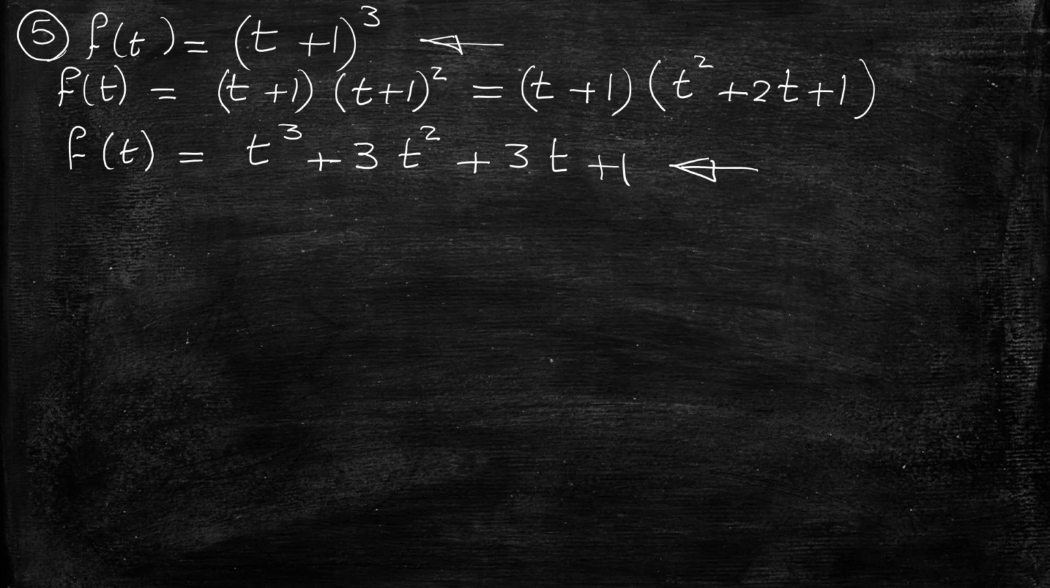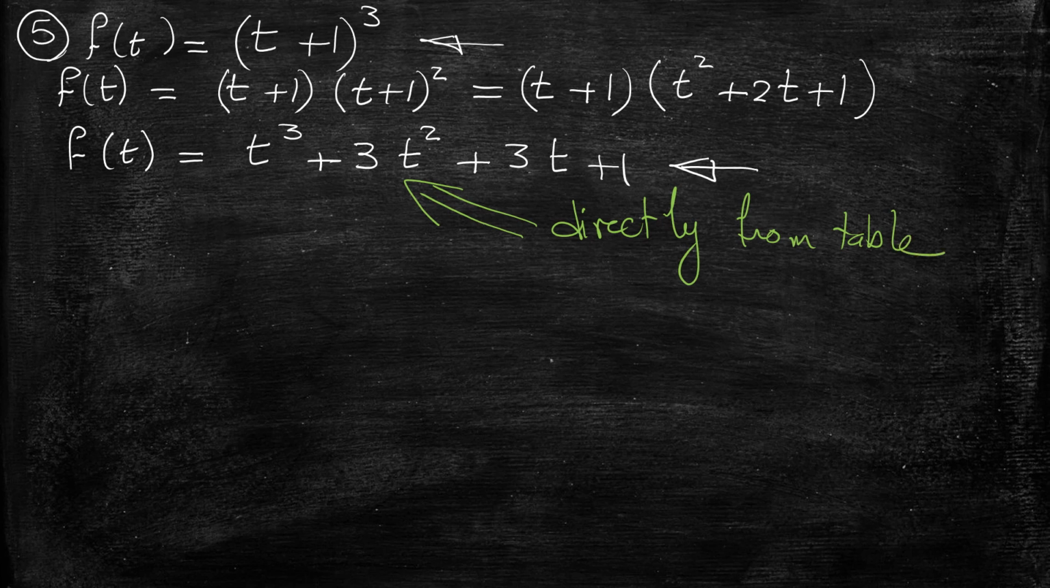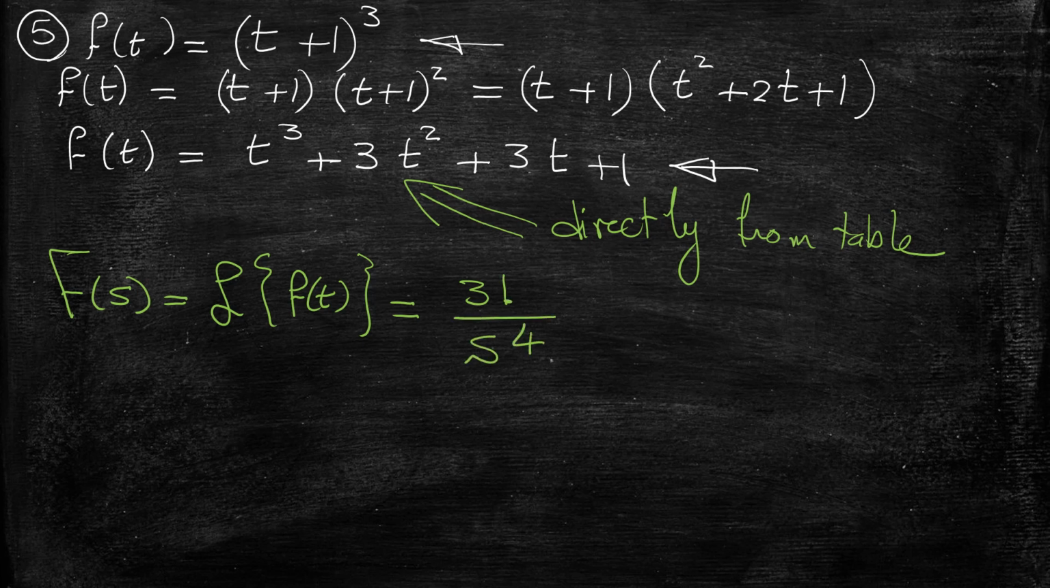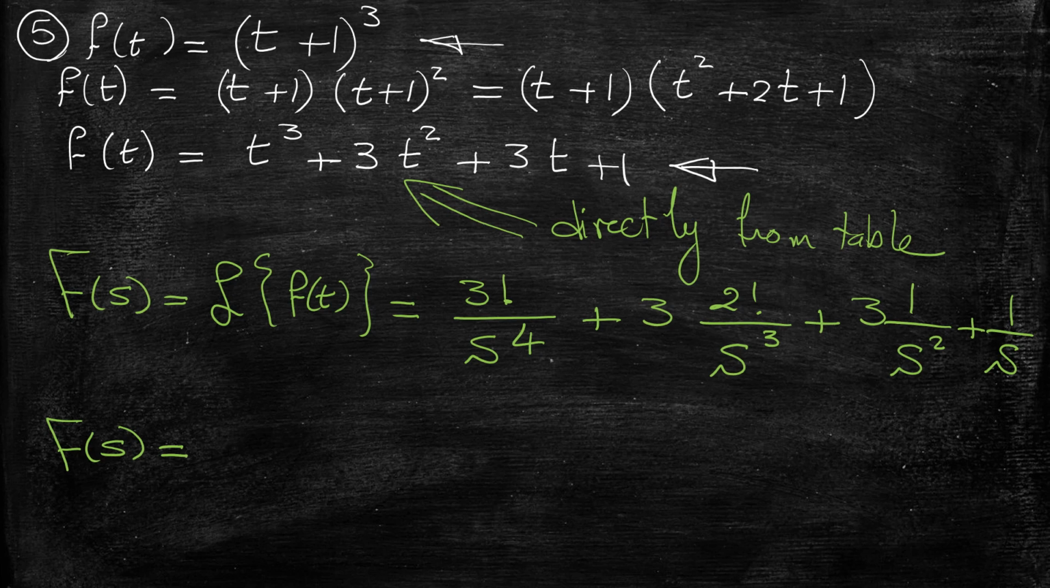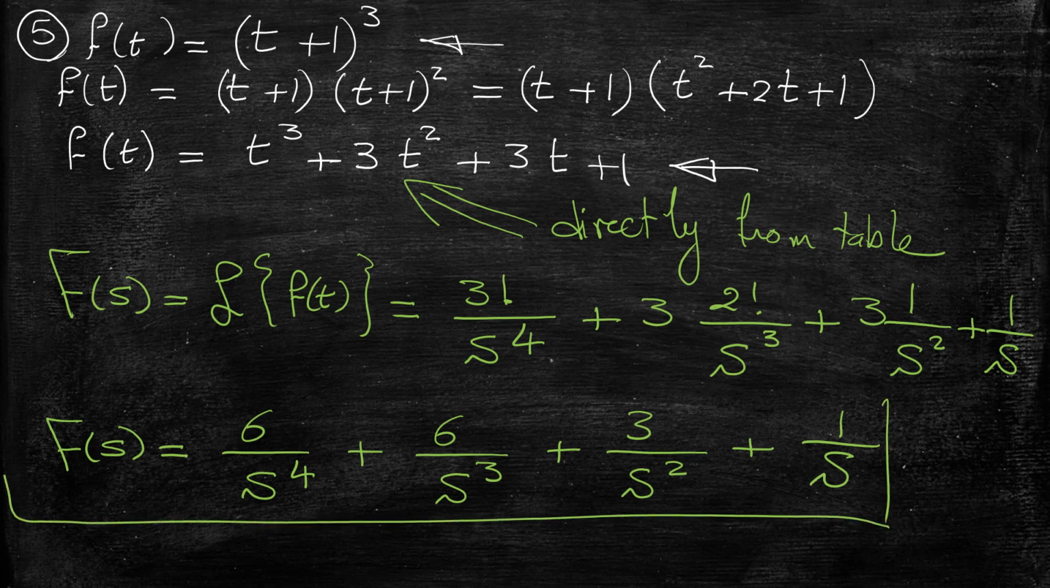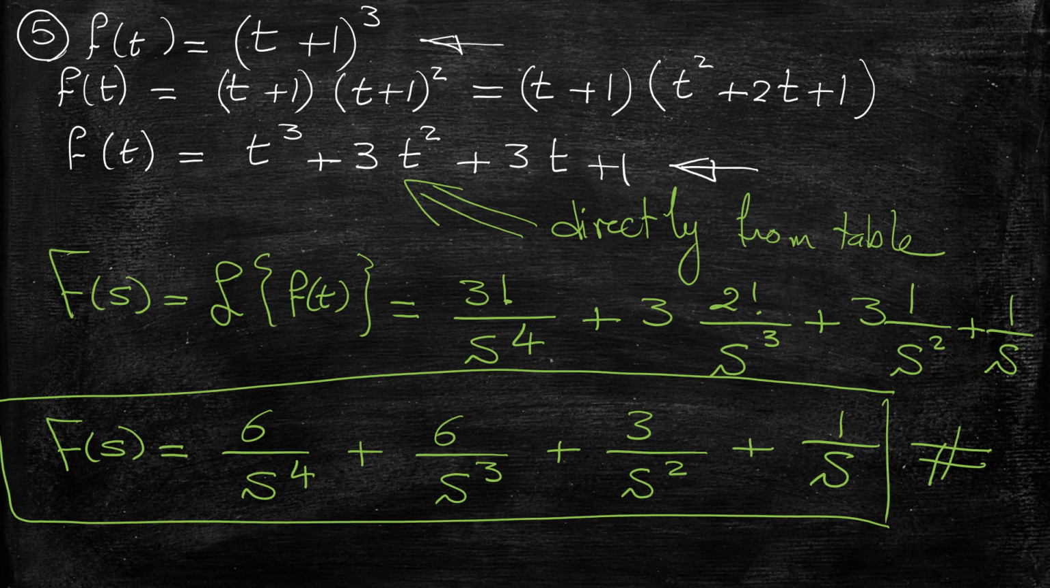If you just take a quick look at this one, all these terms are directly from the table. So here, F of s, the Laplace transform of this function, can be written as: the first term is 3 factorial over s to the power of 4, which is 3 plus 1; 3t squared gives 2 factorial over s to the power of 2 plus 1, which is s cubed; 3t gives 1 over s squared; and 1 is just 1 over s. Then F of s can finally be simplified as 3 factorial, which is 6, over s to the power of 4, and then 3 multiplied by 2 factorial, which is 2, will be 6 again over s cubed, and then 3 over s squared, and the last term 1 over s. And this is the Laplace transform of the function t plus 1 all cubed.